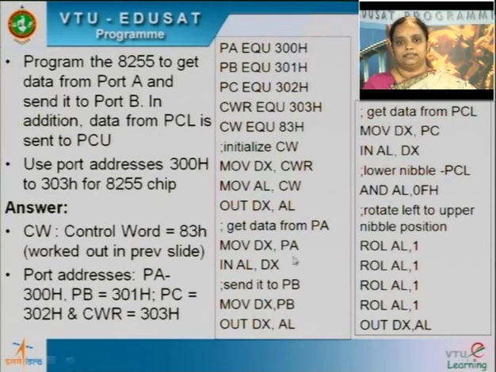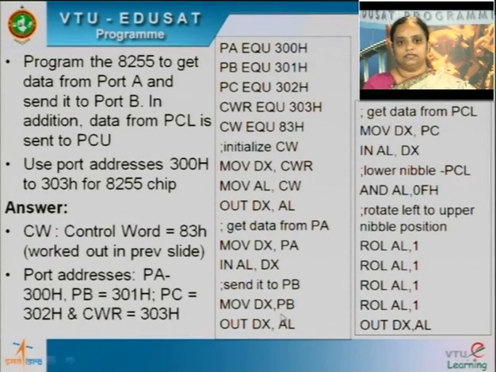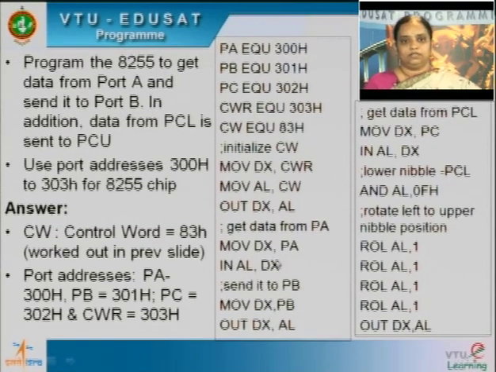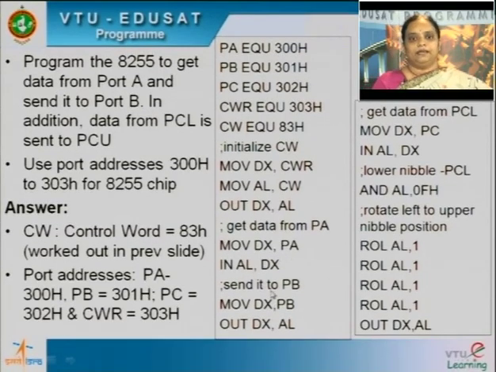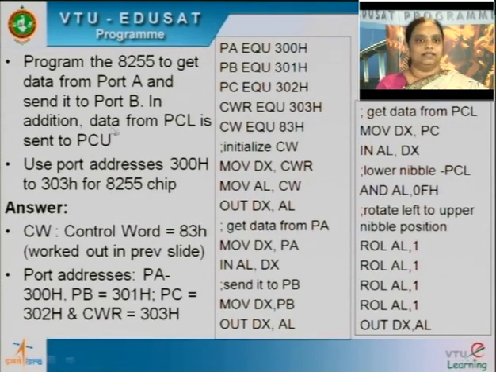AL already has the contents from port A that we are sending now to DX, but the DX is now port B, so the data is sent out to port B. So taking the data from port A, then put it in the AL register and through the AL register send it to port B. The second part of the question is get data from PCL and send it to port C upper.